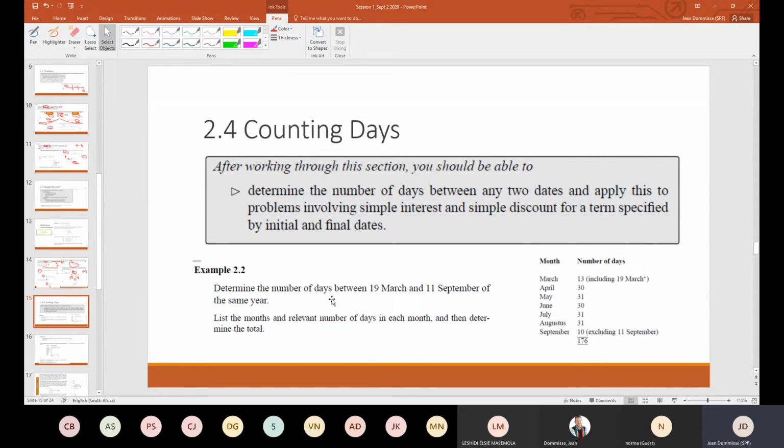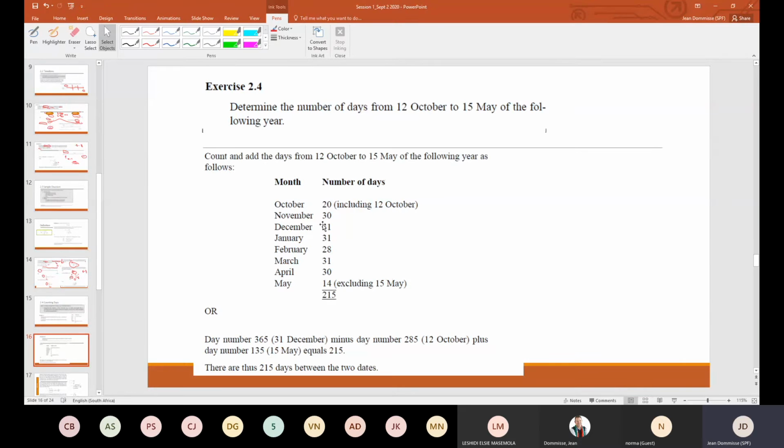So basically including the 19th of March, it would have been 51 minus 18, because we said from the 19th, so that would have been 13 days. April, May, June, July, August will just be as is on the calendar, and then we go up until the 10th of September, so that is 10 days, and if you add it up, it will give you 176.